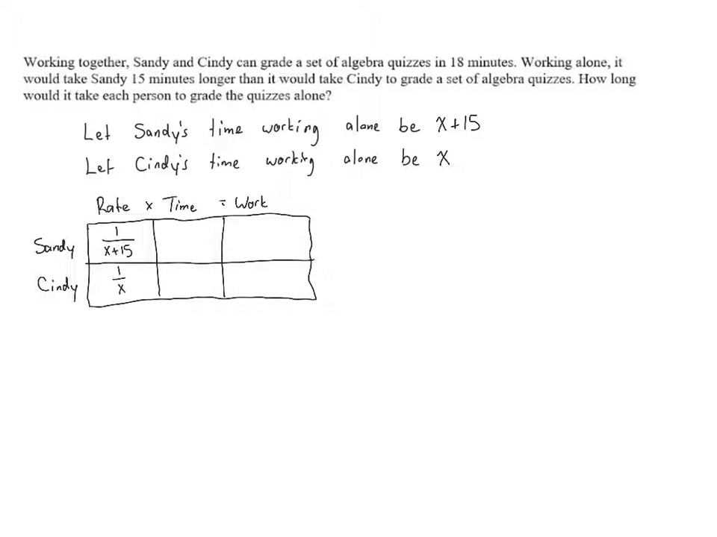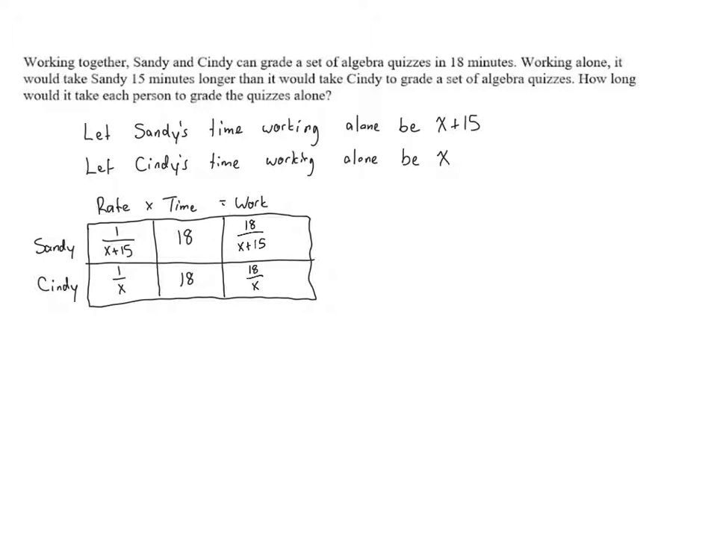Now the time is always the time working together, and we're told that working together they could do it in 18 minutes. So for both of them, the time is going to be 18. And to figure out how much work each of them does, we multiply across. So for Sandy, that's going to be 18 over X plus 15. And for Cindy, that's going to be 18 over X.